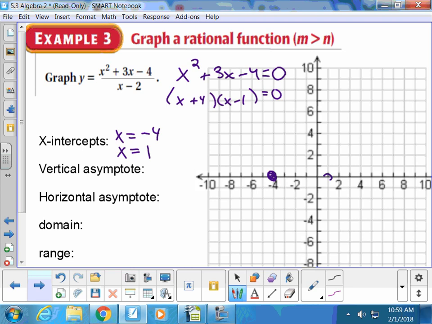If I put a dot, that's location. X-intercepts are dots. Setting the bottom equal to 0 and solving is a piece of cake. You do x minus 2 equals 0, so what would that solution be? And that is an asymptote. So you make your dotted line, too.